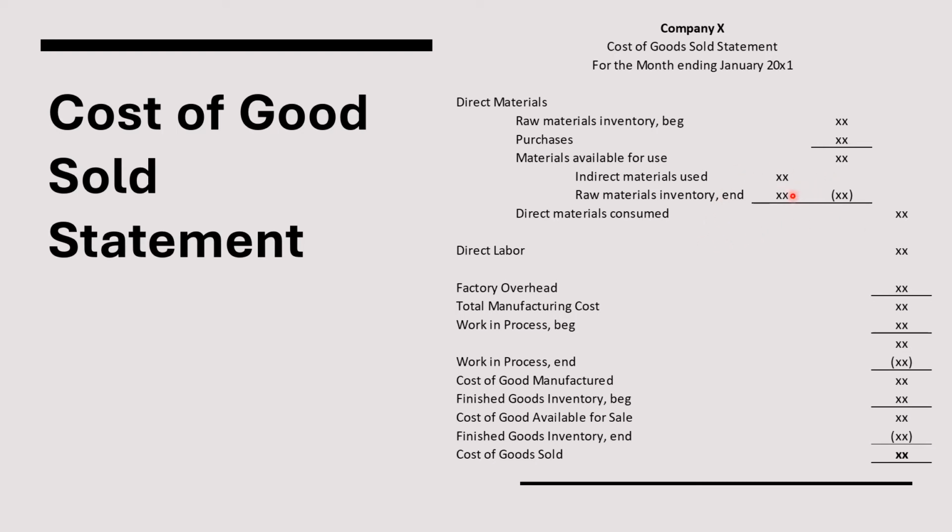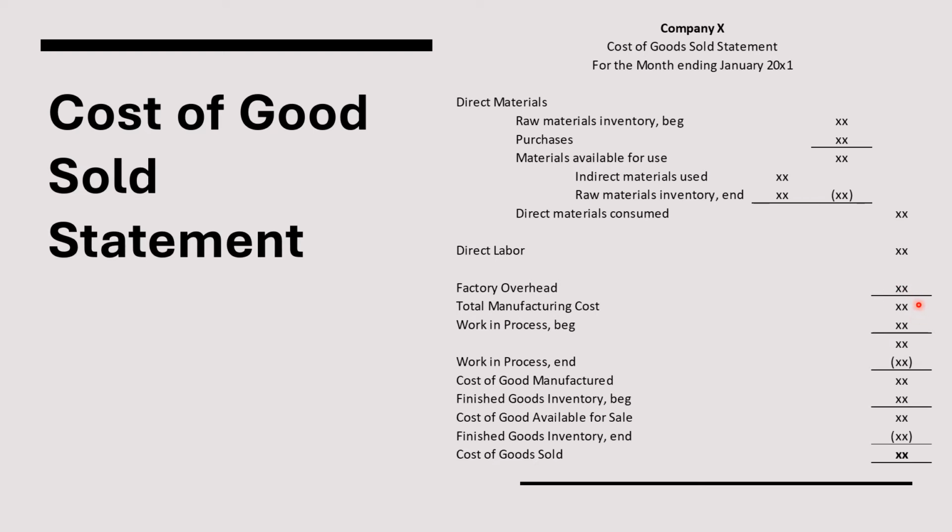Again, you just deduct the indirect materials used, because you should not take that into consideration for the direct materials used, because it would be recorded under factory overhead. And you take out what is left of the raw materials inventory. If you deduct that, you would get the direct materials that was consumed during the period. Okay, and then you add up the direct labor and factory overhead. Again, you get your total manufacturing costs.